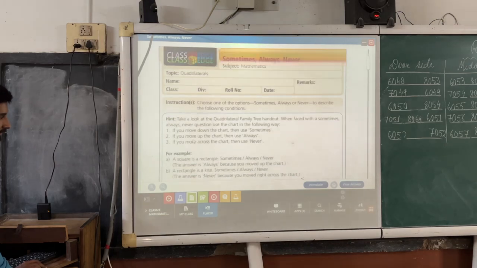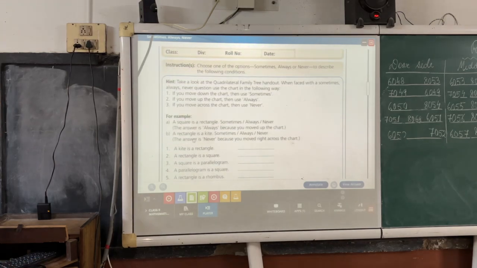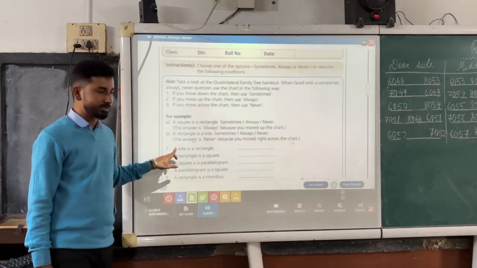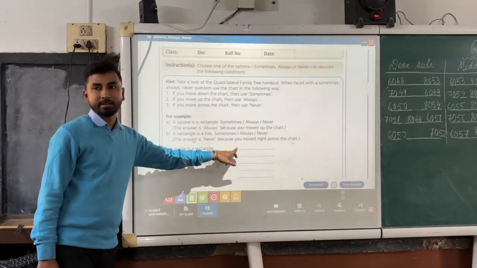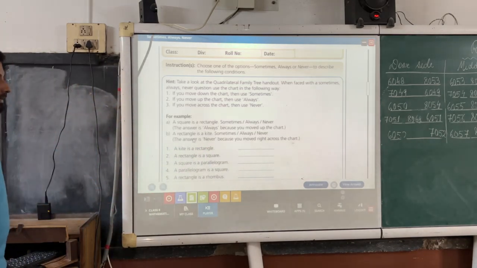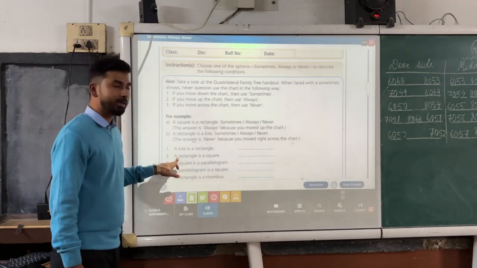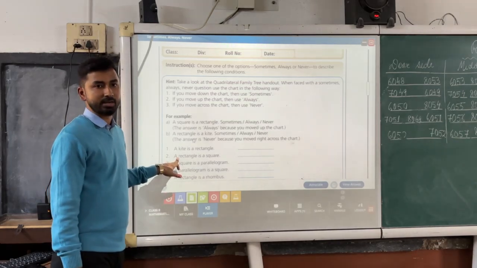So let us solve this. A kite is a rectangle. That means I am moving across the chart. If I am moving across the chart, then the relationship will be never. Second one, a rectangle is a square. I am moving up the chart or below the chart.